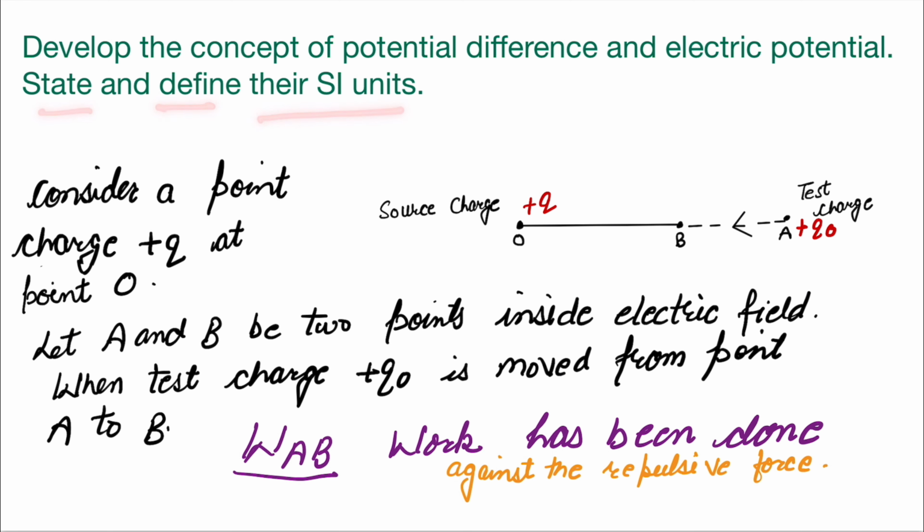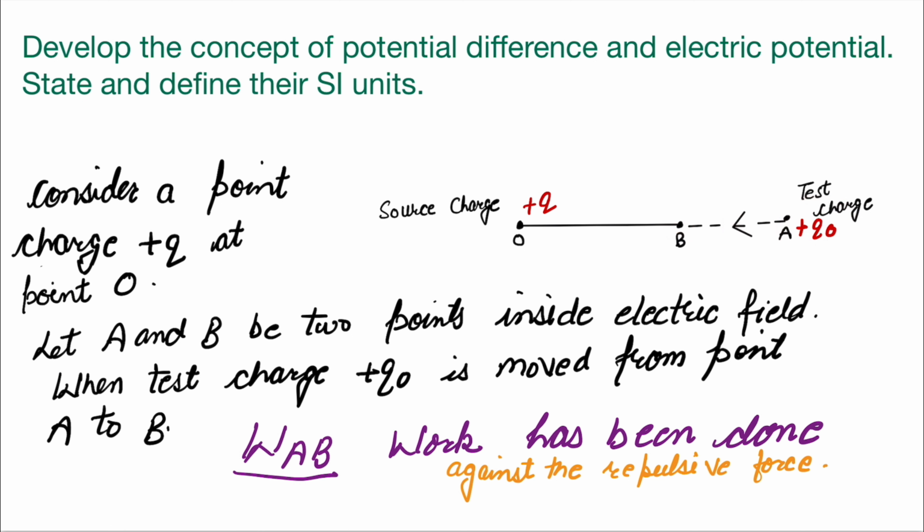the SI units. To understand the concept of potential difference, we consider a source charge, that is plus Q. This source charge is placed at point O. We know that the electric field lines are directed outward from the source charge plus Q. So at this point, the electric field has this direction. Then we have a test charge which is placed at point A. We try to move the test charge plus Q0 towards the point B.